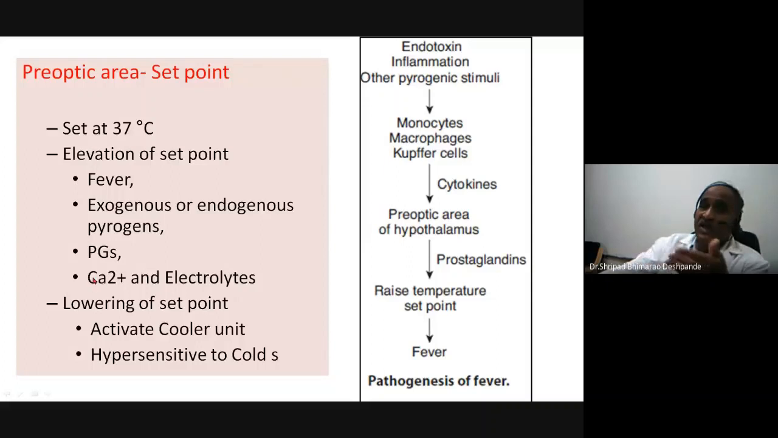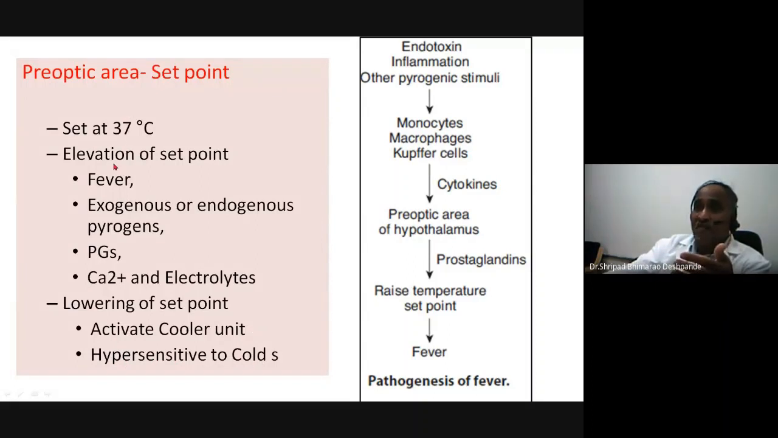So then again, the electrolytes also maintain the set point. Calcium is one of them and sodium is the other. Calcium-sodium balance is an important function for the set point of the hypothalamus in the preoptic area. Suppose there is a lowering of the set point, then what happens? It will activate the cooling unit. If it activates the cooling unit, the body temperature comes down, and the person feels more cold.